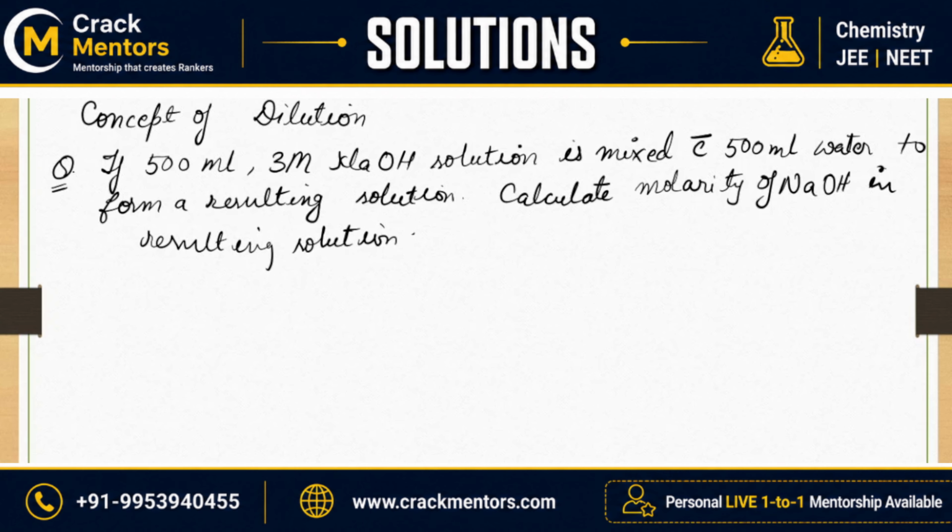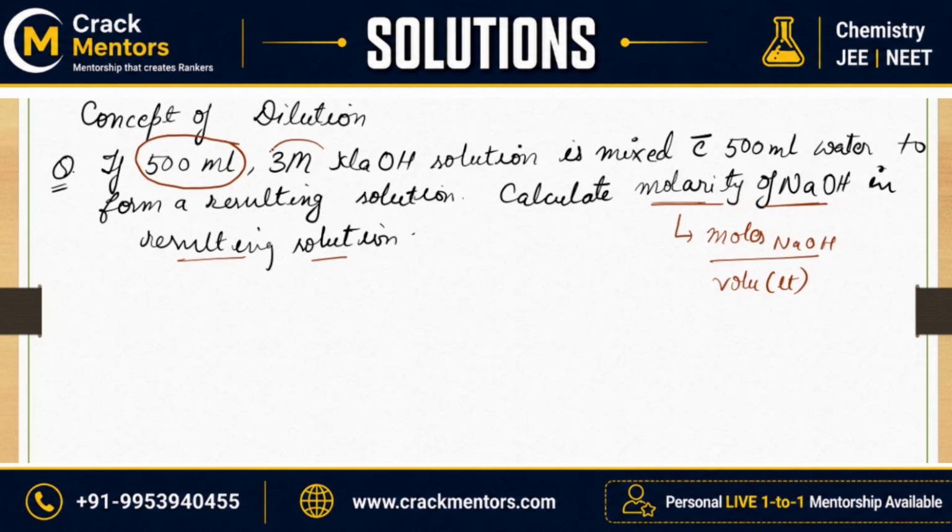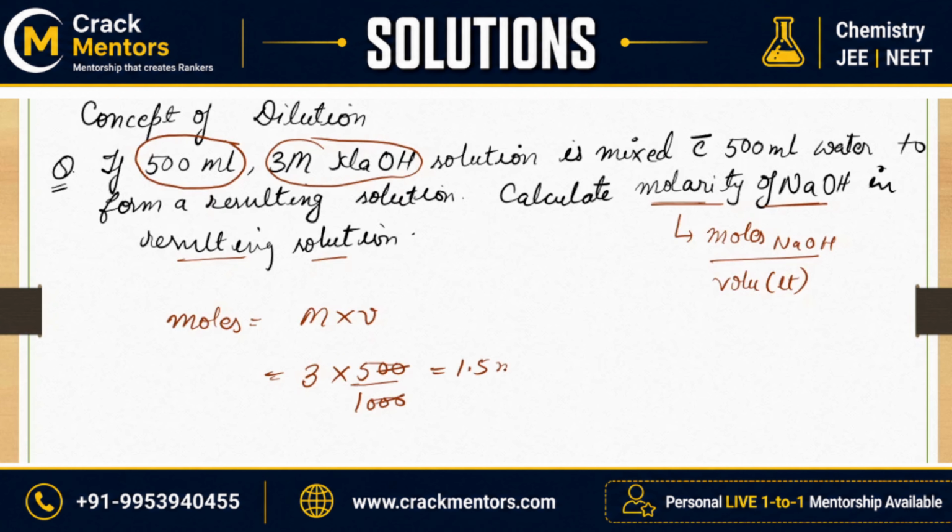Right? Now, what do you need to find? You need to find the molarity of NaOH in resulting solution. That means you need to calculate the moles of NaOH upon volume of solution in liter. Now, first of all, we were having 500 ml 3m NaOH. So, what were the moles which we were having? That is molarity into volume. Molarity is 3m into volume. I need to write it in liter. So that will be 1.5 moles. Okay.